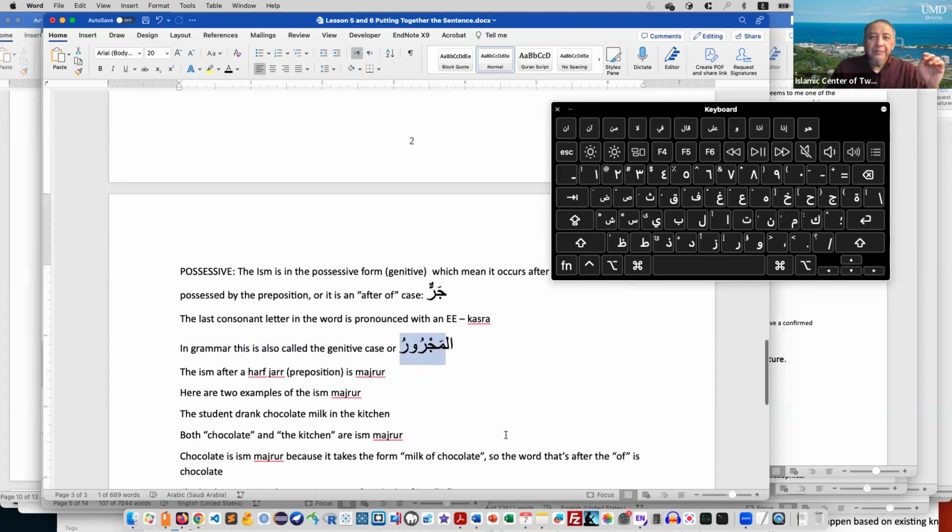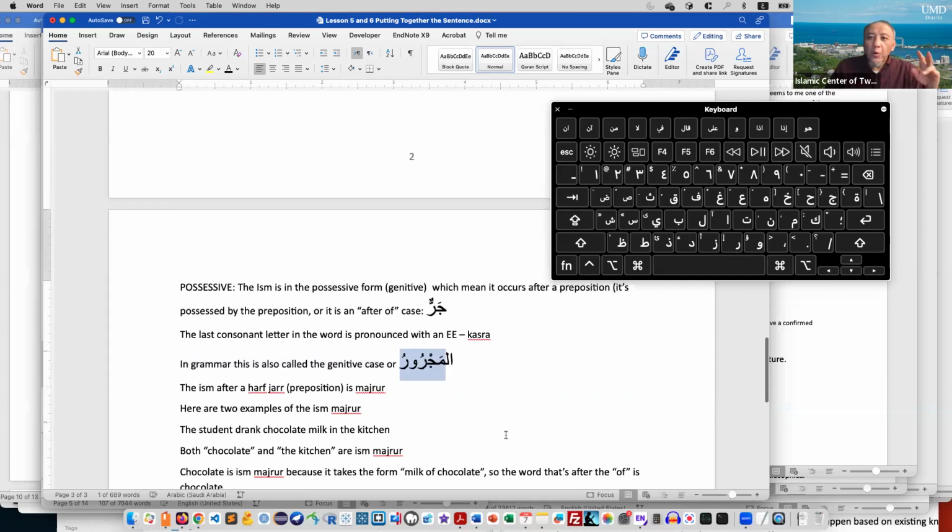Now, there are two cases where the isim is jar. The first case is when the isim is after a harfun jar. You guys know harfun jar already from the previous lesson. Give me an example of harfun jar. A preposition, in other words. What's an example of a word that's called a harf? Off, for example.